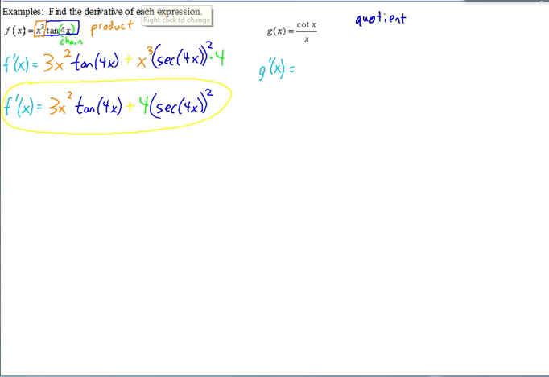So quotient rule says we take the derivative of the numerator, derivative of cotangent x. Remember, it starts with a co, so it's negative, and derivative of cotangent is negative cosecant x squared times the denominator as it is, which is just x, and then minus the numerator as it is, cotangent x, times the derivative of the denominator, derivative of x, which is 1. All divided by the denominator as it is squared.